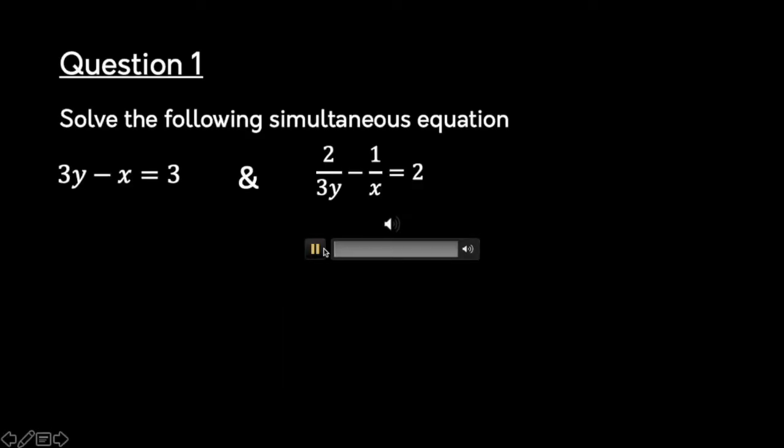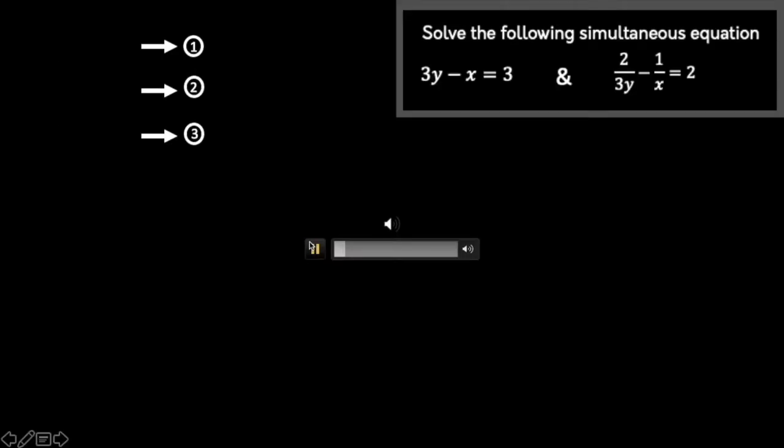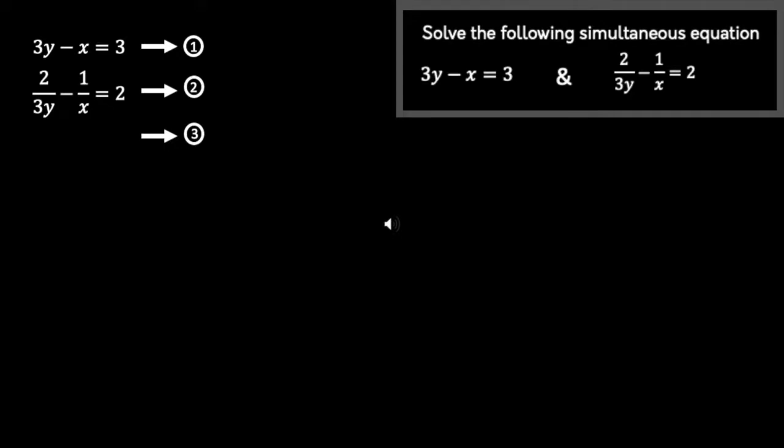Right now, like I said before, my second presenter, SYAKIRAH, will explain an example of a question involving simultaneous equations with linear and non-linear terms. The question is 3y minus x equals 3 and 2 over 3y minus 1 over x equals 2. Equation 1 is 3y minus x equals 3. Equation 2 is 2 over 3y minus 1 over x equals 2.